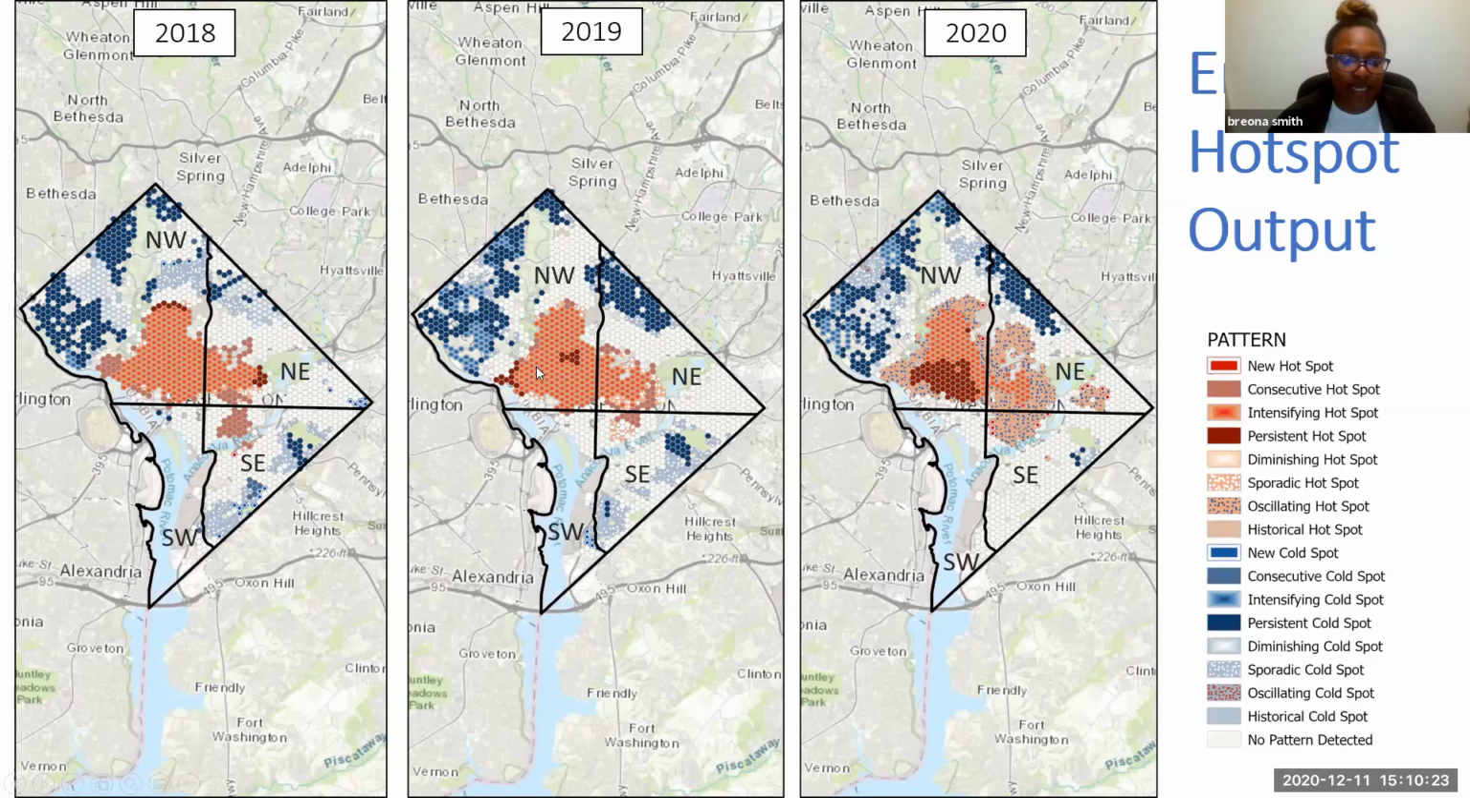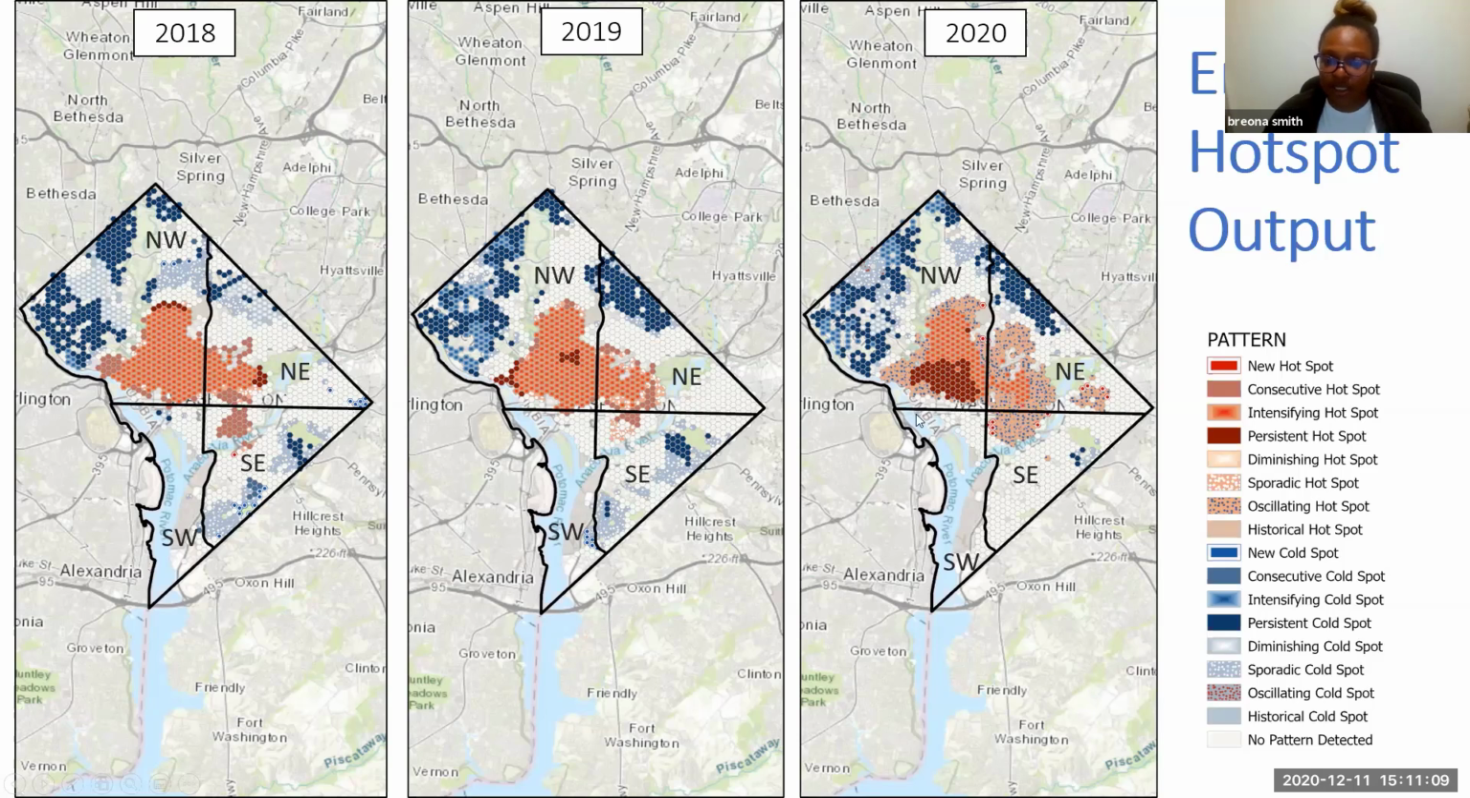And as we move to 2019, that same area has intensifying hotspots. As you can see, some of these turn into persistent hotspots, meaning that they were statistically significant 90% of the time, and they increase and decrease. And on the outer skirts, it shows a sporadic hotspot, meaning they're off again, on again hotspots. And as you can see, some of the cold spots turned into intensifying cold spots, meaning that they're statistically significant 90% of the time, and they're increasingly cold over every time interval.